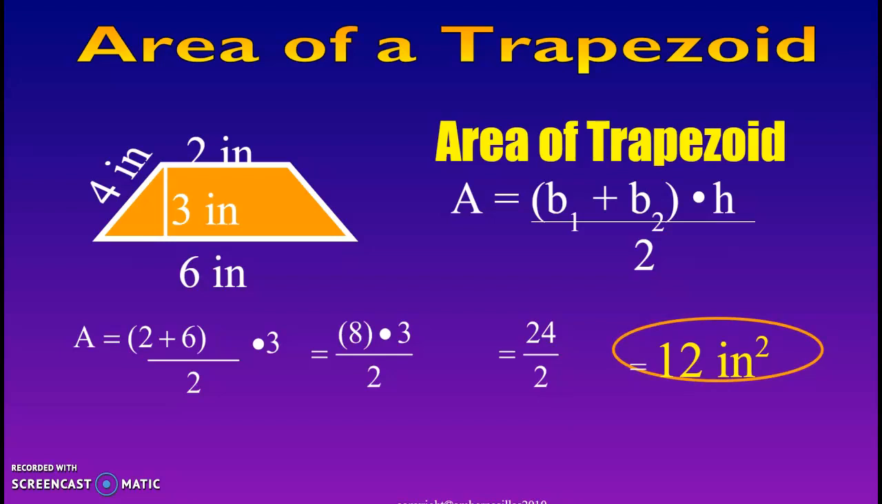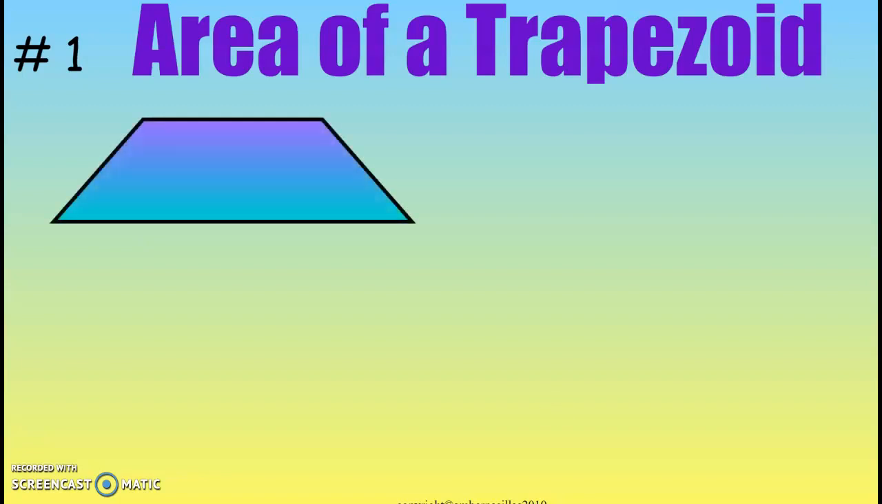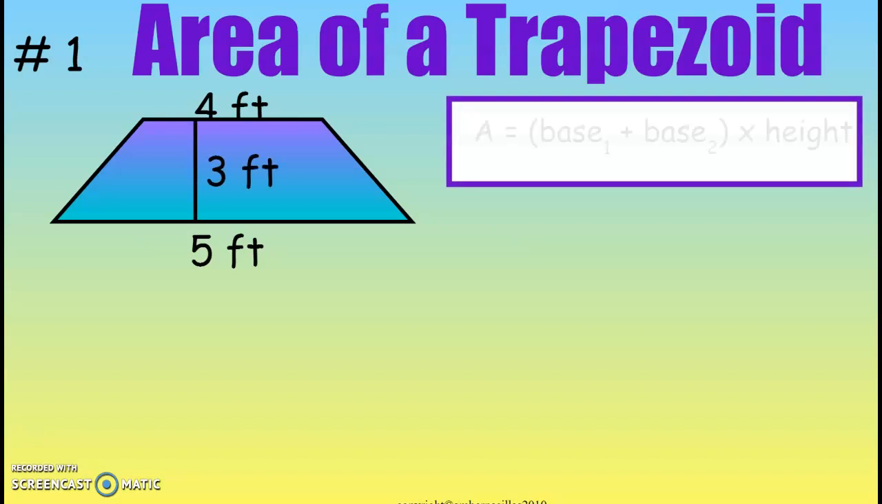Our area is 12 inches squared. Remember, when writing area, we write it in square units. Area of a trapezoid. Let's write this information down in your composition book, please. Remember that the area of a trapezoid is base 1 plus base 2 times the height divided by 2.